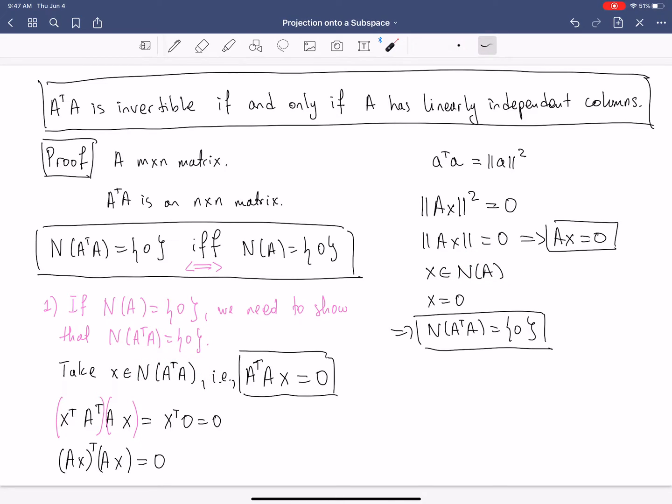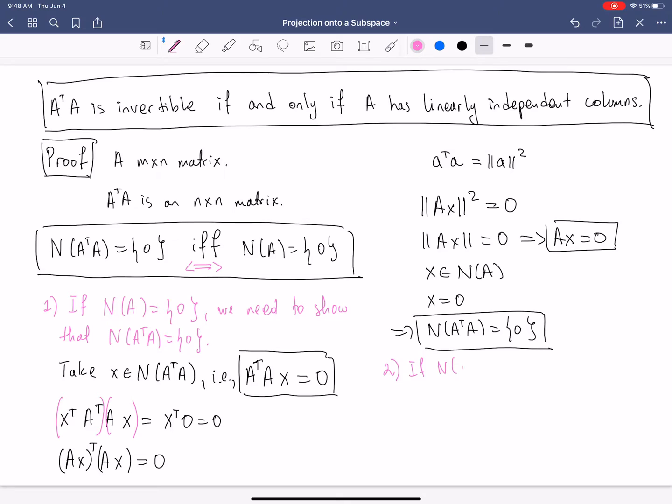Part 2 of the proof will show the opposite. And in fact, we will have proven a much stronger statement which says that the null space of A transpose A is the same as the null space of A. That is a much stronger statement, which we're proving sort of along the way. Okay, part 2 of the proof.